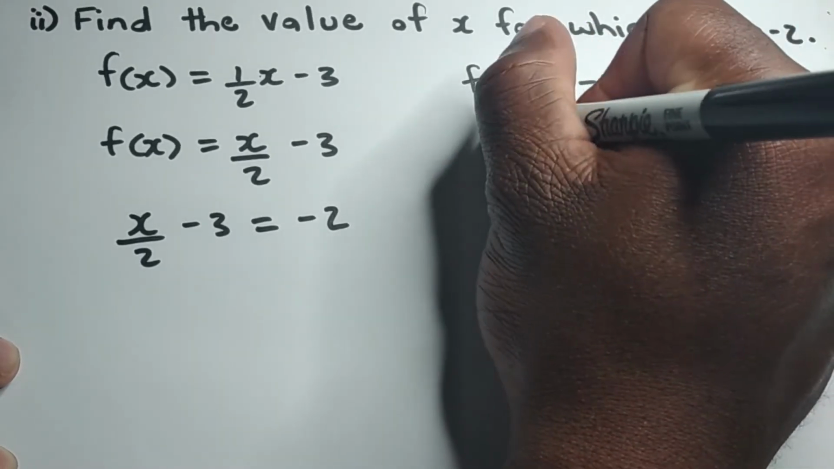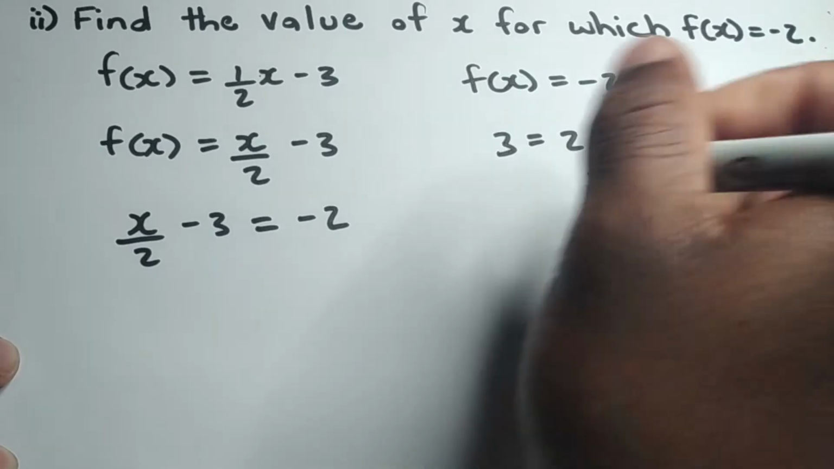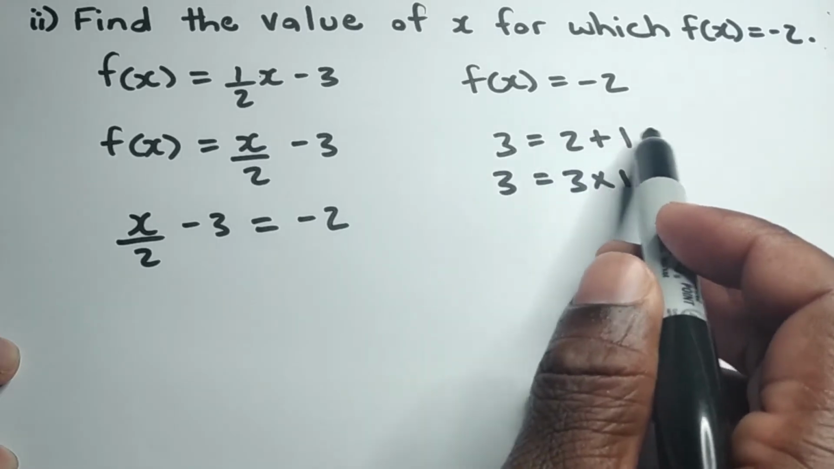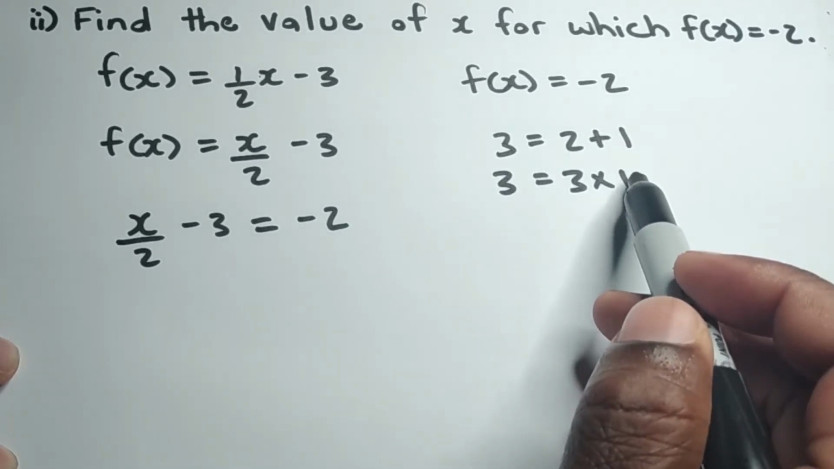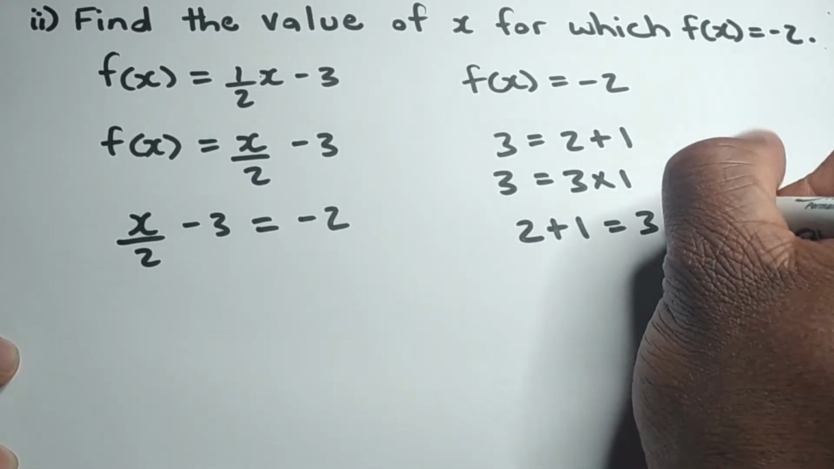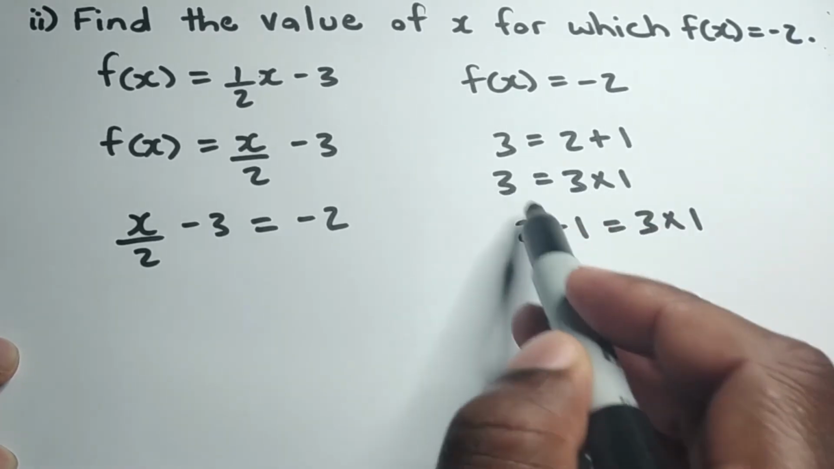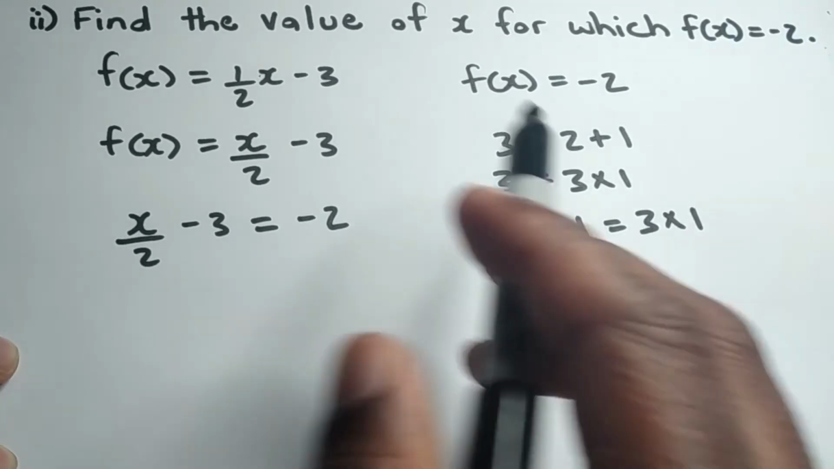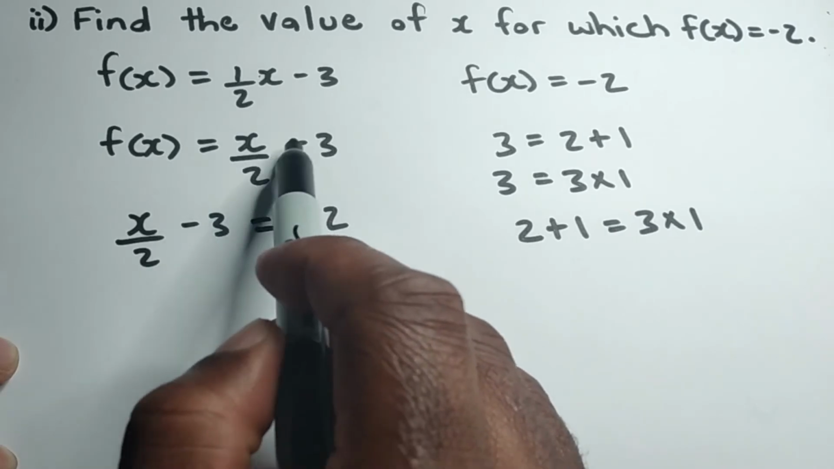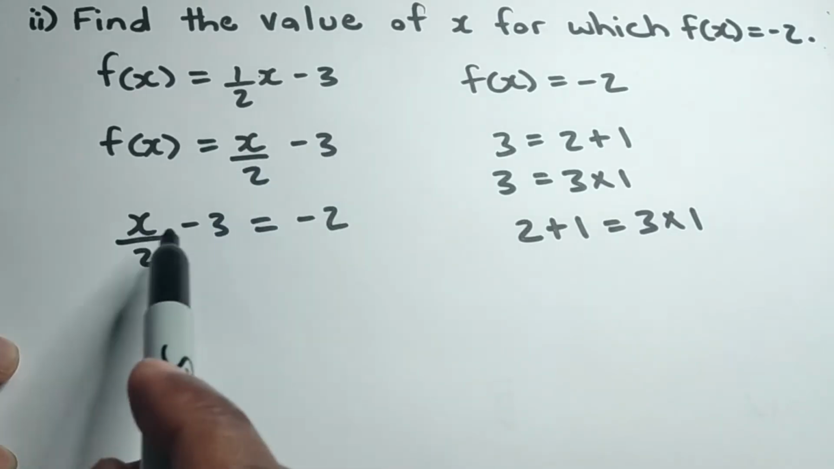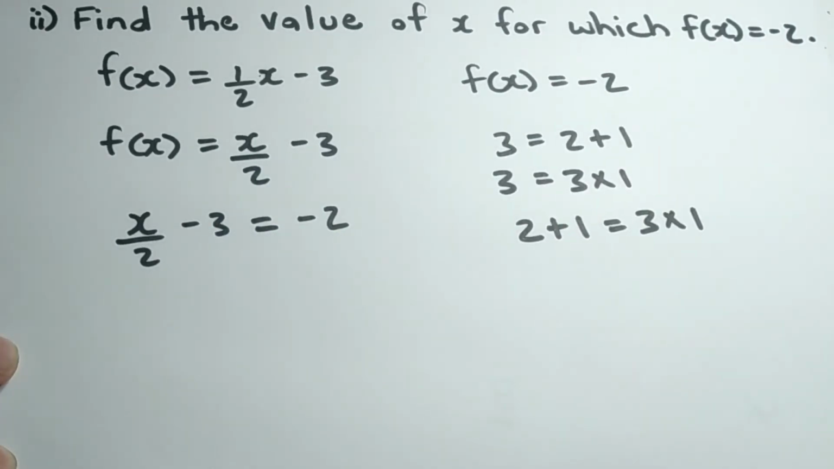So let's say we have 3 being equal to 2 plus 1 and 3 being equal to 3 times 1, all right? Now if 3 is equal to 2 plus 1 and 3 is also equal to 3 times 1, then it must be true that 2 plus 1 is equal to 3 times 1, all right? Because 2 plus 1 is the same thing as 3, and 3 times 1 is the same thing as 3. So this would be balanced, all right? So if f of x is equal to x over 2 minus 3, and f of x is equal to -2, then x over 2 minus 3 must be equal to -2, all right? So hopefully that makes a lot more sense now, all right?